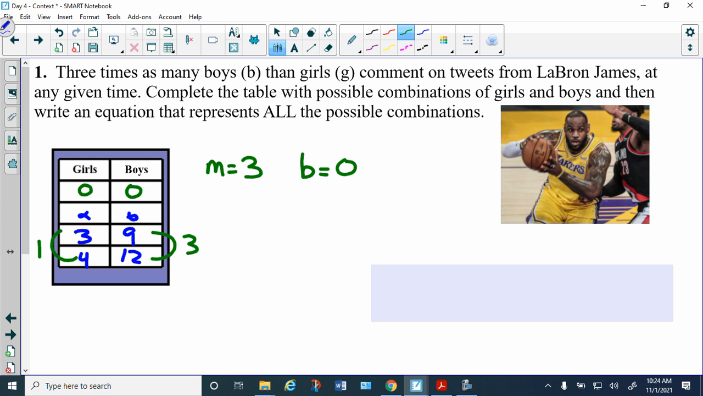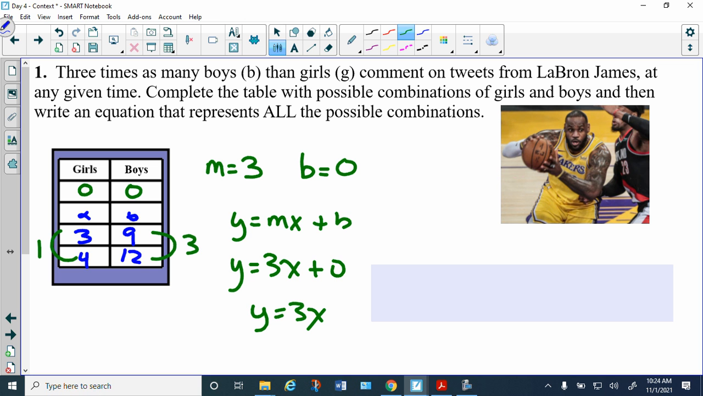So we'll have y equals mx plus b. And so we've got y equals 3x plus 0, or we would write it as y equals 3x. If you don't like this way, just using logic to find the y-intercept, you're welcome to do the slope-intercept form, and you'll get the same answer, y equals 3x.